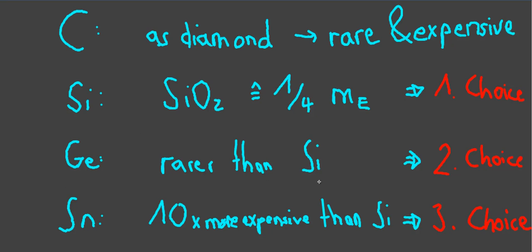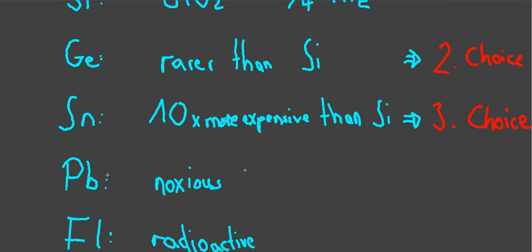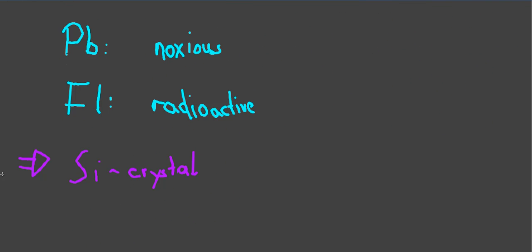Germanium is a bit rarer than silicon, so it's our second choice, and tin is 10 times more expensive than silicon, so it would be our third choice because it's so expensive. We can't use lead because it's noxious, and we can't use flerovium because it's radioactive. So we are stuck with the Si crystal, or the silicon crystal.